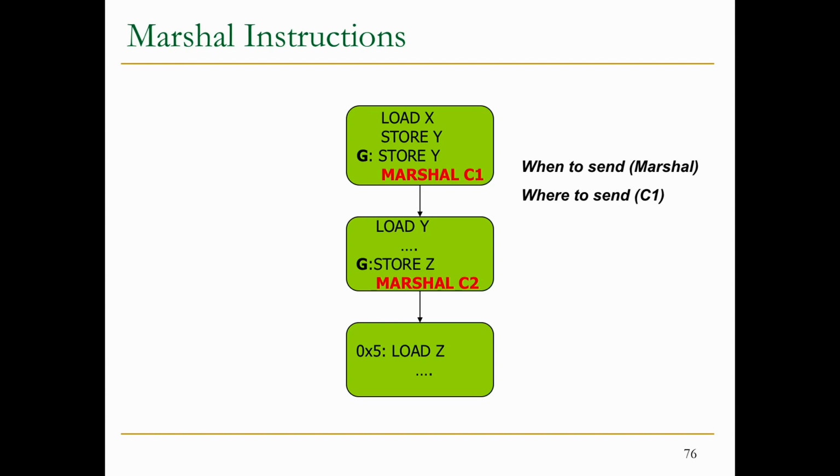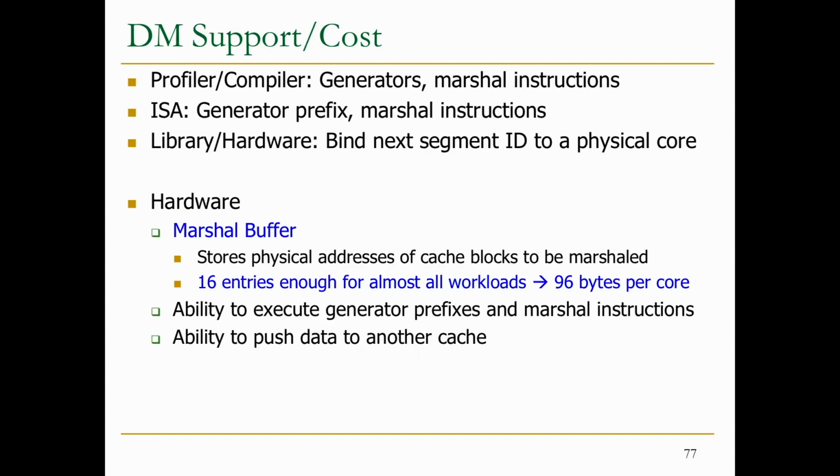And this is done in some cases. It's very similar to how virtualization is done. Okay, so assuming that you do that, you can do the marshalling also. So now let's take a look at what's the cost of this. Basically, you need a profiler or compiler that identifies generators and inserts the marshal instructions. You need to change the ISA. You need to add a generator prefix that can be associated with any load or store instruction. And you need to add marshal instructions. And the library and the hardware bind the next segment ID to a physical core, such that whenever you have a marshal to segment 1, you know exactly which core to send the data to.